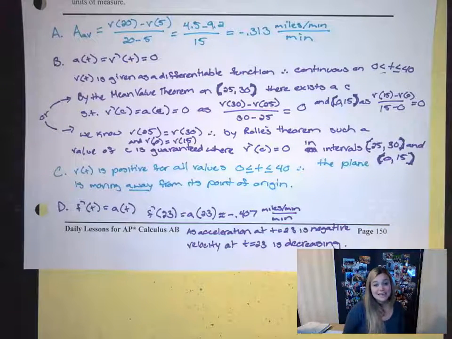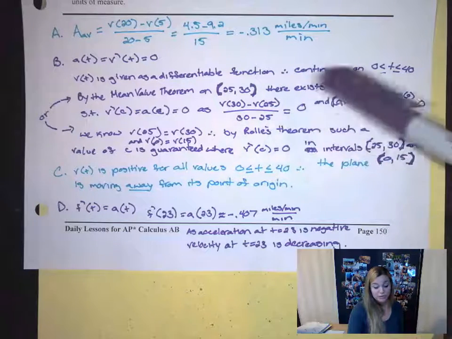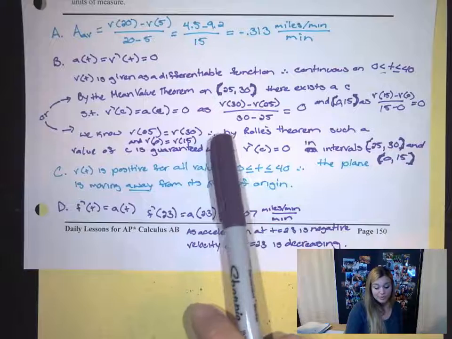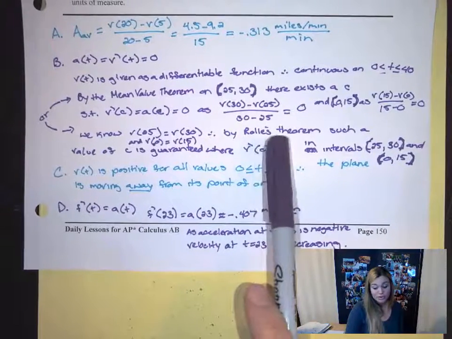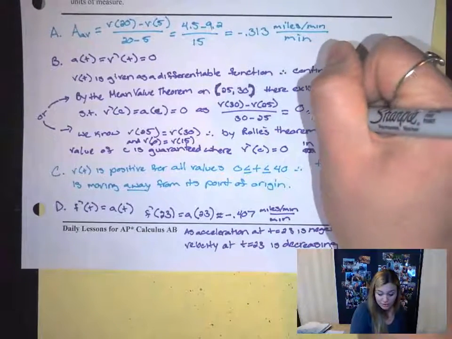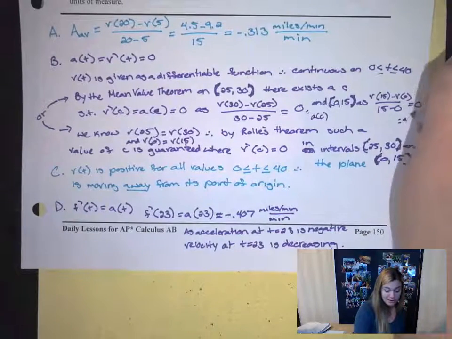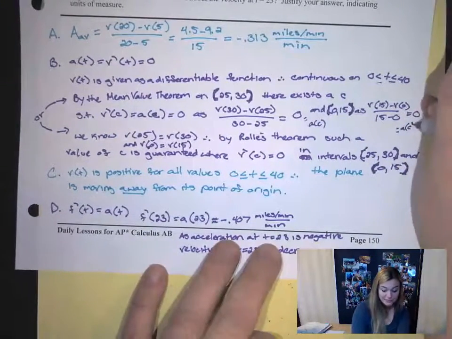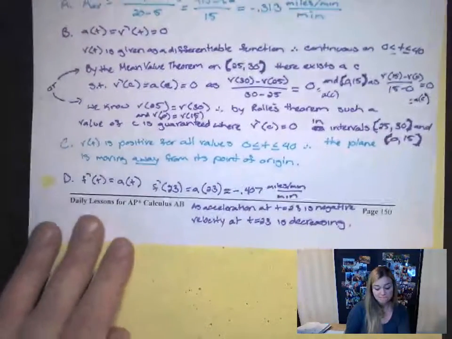But your reasoning in this one, so my conditions were differentiable, therefore continuous, which is true for Rolle's or the mean value theorem. But if you're going with the mean value theorem, you have to say something like (v of 30 minus v of 25) over (30 minus 25) equals 0. And I should even write equals a of c. Same thing over here, equals a of c. Or you could say v prime of c. That would be fine also, since we already said v prime is equal to a of c.